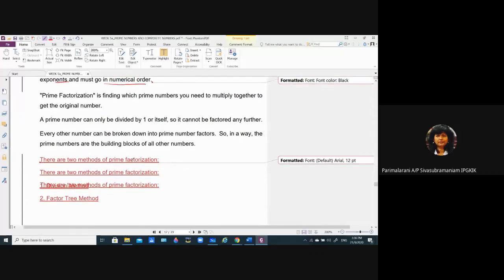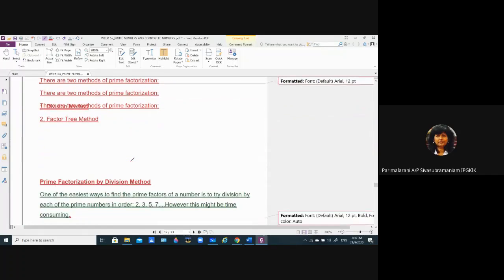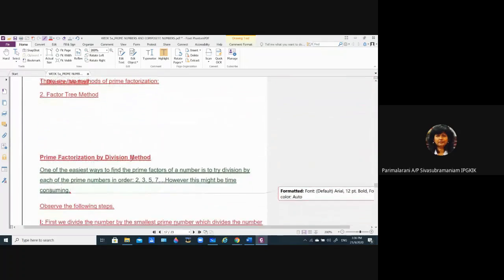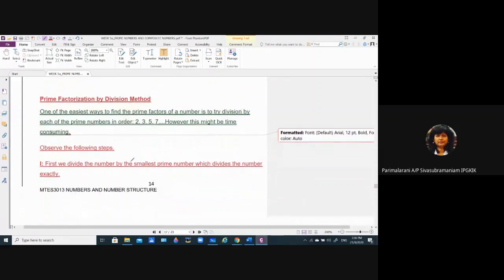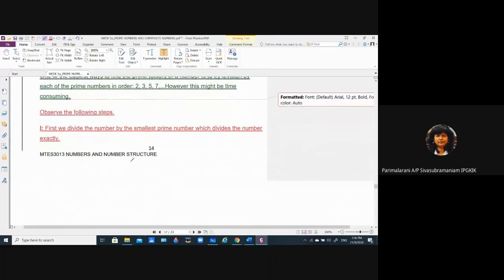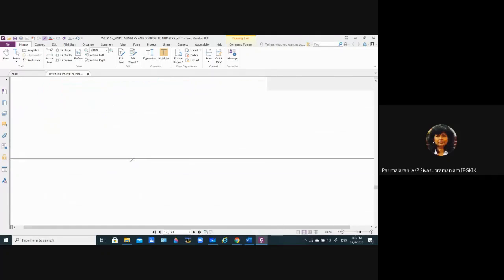There are two methods of prime factorization. The first method is the division method and the second method is the factor tree method. So we're going to look at the first method, the division method. Although this method is easy, it is sometimes time consuming. To do the division method, you divide by the smallest prime number.